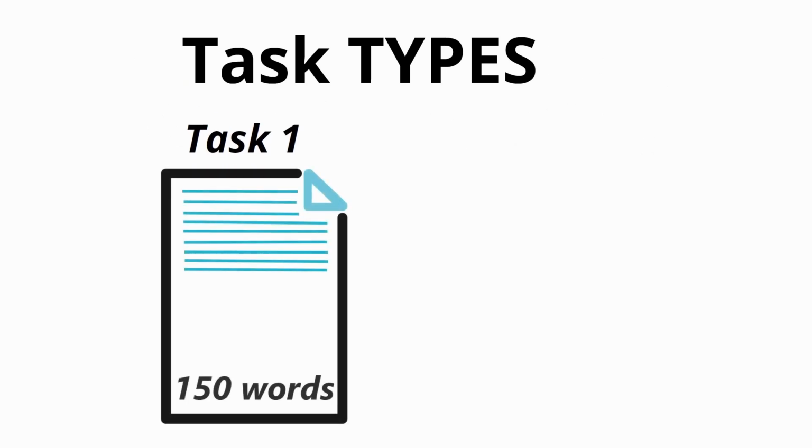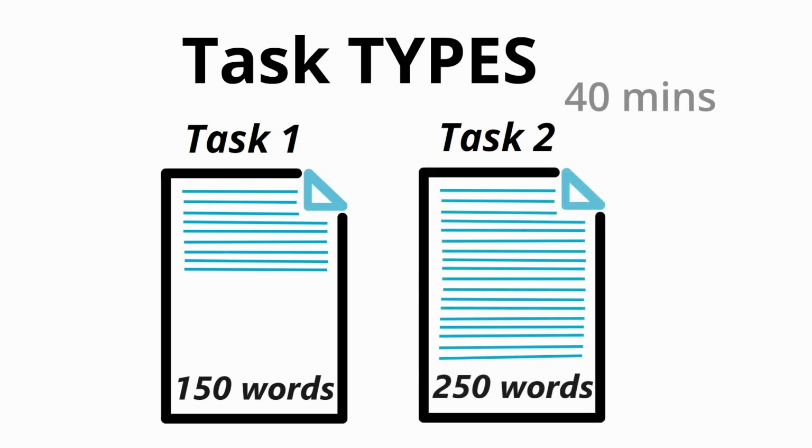Now, let's look at the types of tasks we have to write. Of course, there are 2 tasks. Task 1 is 150 words and should take about 20 minutes. Task 2 is 250 words and should take about 40 minutes. Let's begin with task 1.